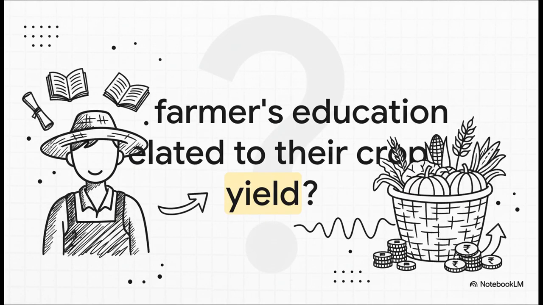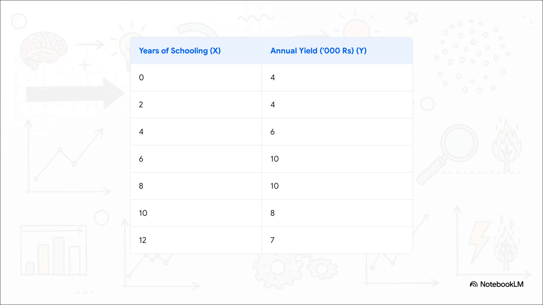Okay, enough of theory. Let's get our hands dirty with a real example, one from your textbook. So the question is this. Is there a relationship between how many years a farmer went to school and how much money they make from their crops? So here's the data we have for 7 different farmers. X is the number of years they went to school, and Y is their annual crop yield in thousands of rupees. We're going to use this very data to calculate our magic number R.